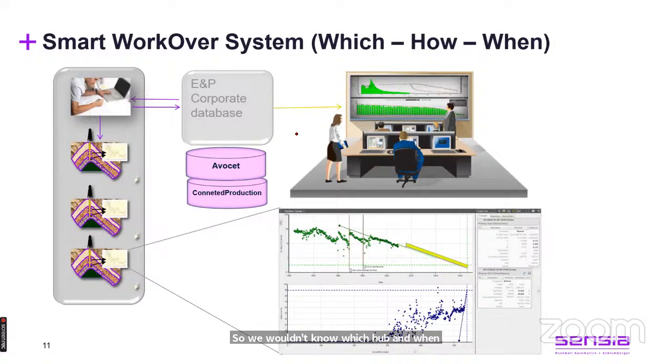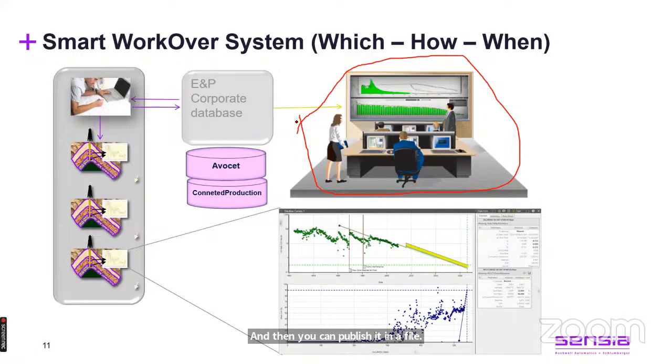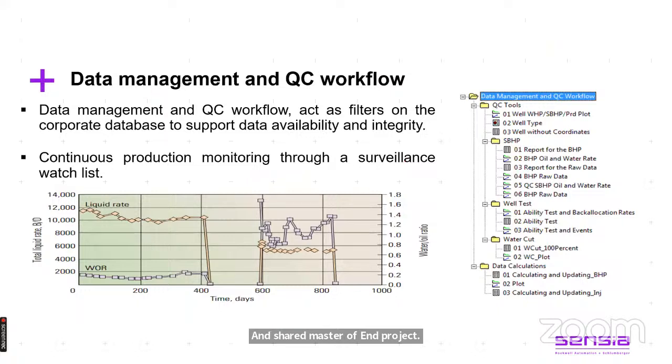And then you can publish it in a final dashboard that can be shared with the whole company. All of this is online, so you don't have to copy and paste. You do this automatically, and it will be published in the shared master OFM project, and then everybody can visualize it. Very good. So these are the 86 logics that we have for this workflow.